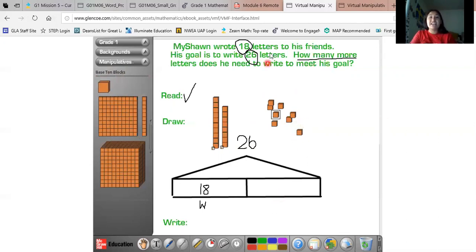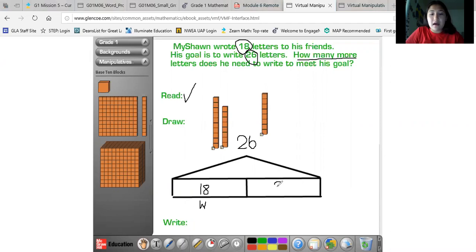Let's count how many cubes we added to get to 26. Let's count. Get ready. Go. 1, 2, 3, 4, 5, 6, 7, 8. How many more letters does Mysean need to write to meet his goal? That's right, he needs 8 more.